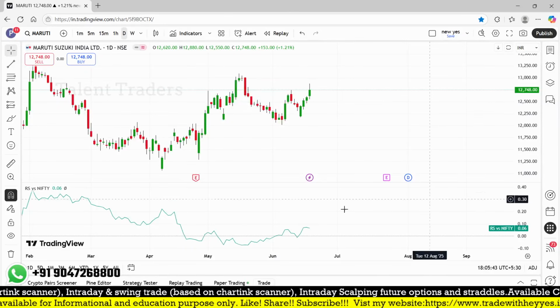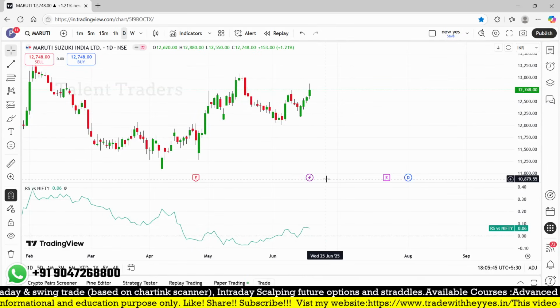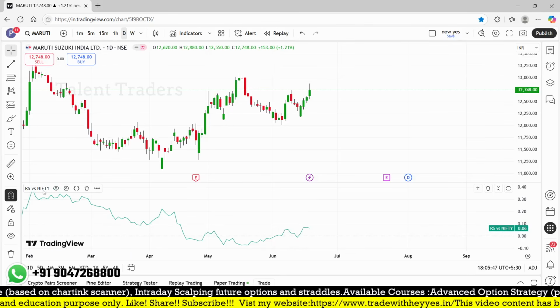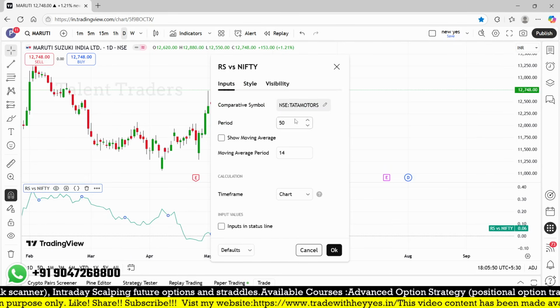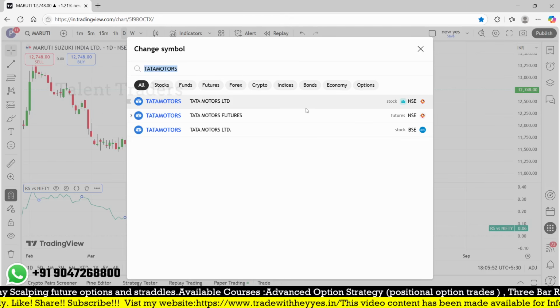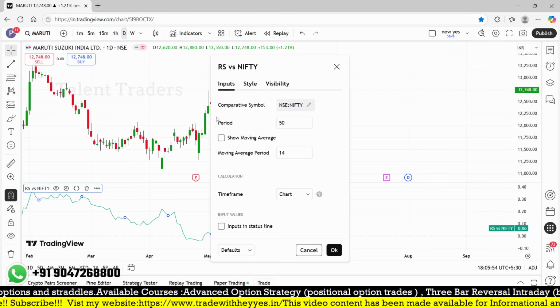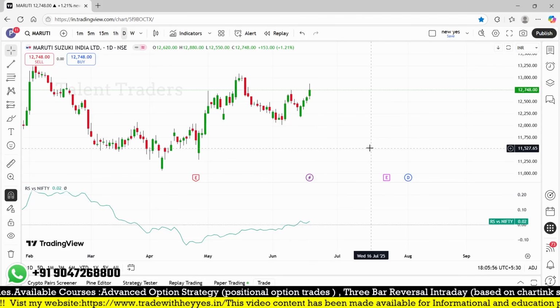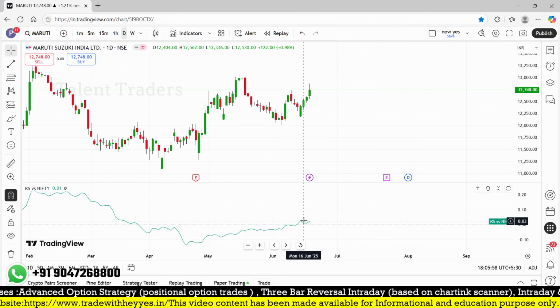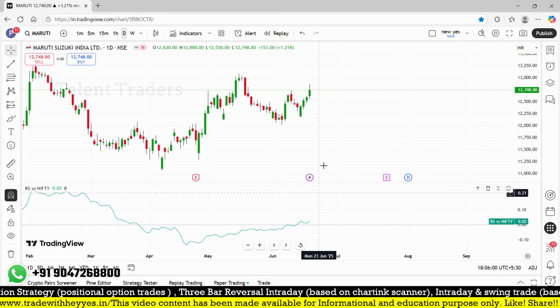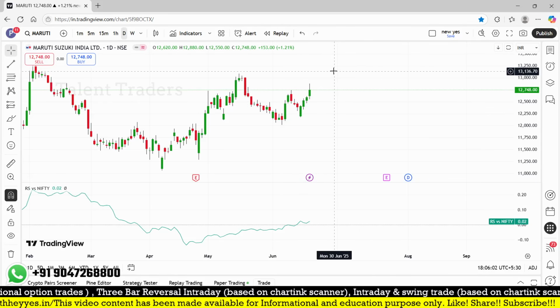So let me check. It is slightly higher. Maruti is slightly higher versus the Nifty, but what are the stocks which you have mentioned here? That is what you are going to compare. So Nifty 50, 50 days comparison. Maruti is slightly above zero. Maybe if it is continuous, it is going to outperform the Nifty.